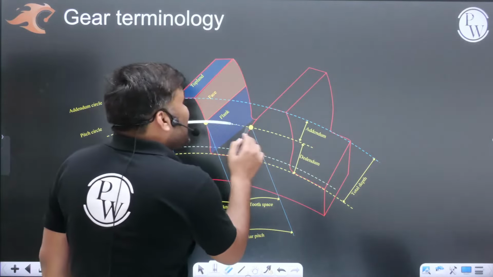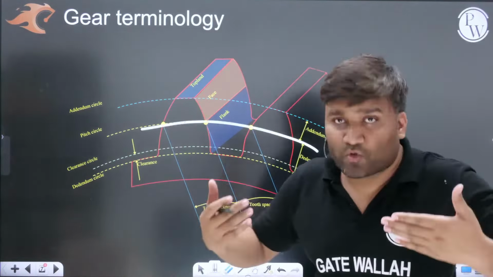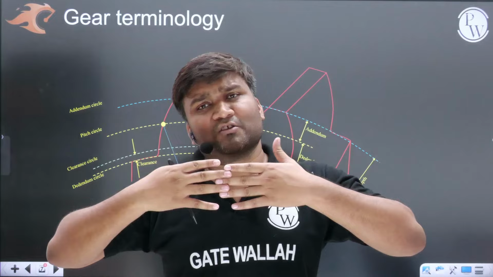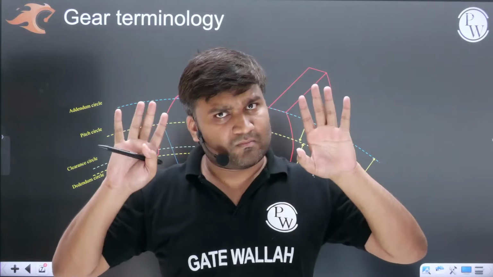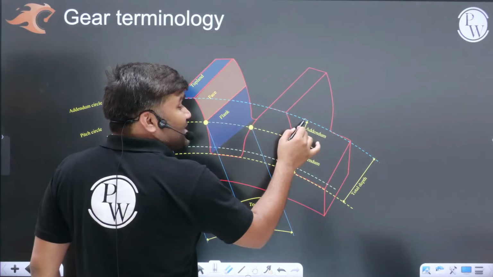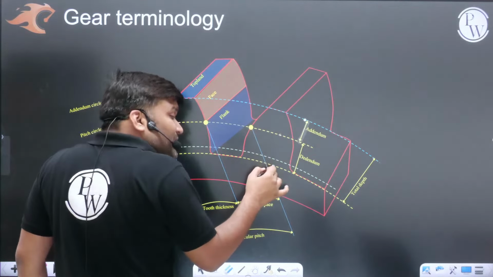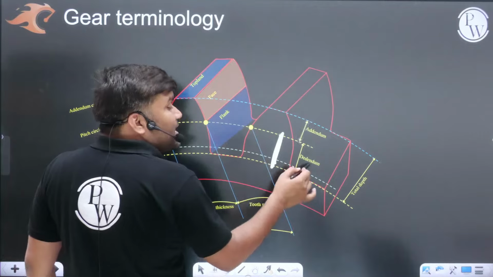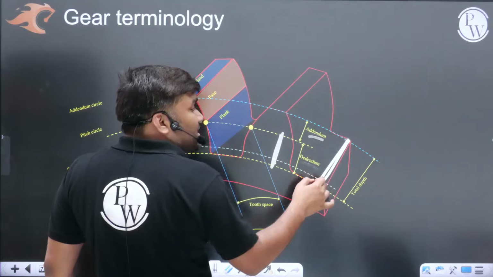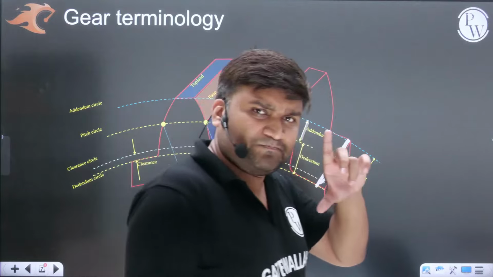The pitch circle is that very important circle where you see pure rolling motion. Whenever I have to show two gears which are meshing, I will show them just by their pitch circles. Simple. From the pitch circle to the addendum circle, the radial distance is known as addendum, and from the pitch circle to the dedendum circle, this radial distance is known as dedendum. Addendum plus dedendum is known as the total depth or height of the gear. Clear?